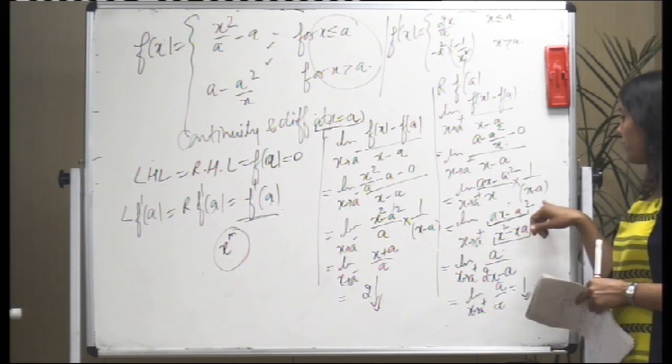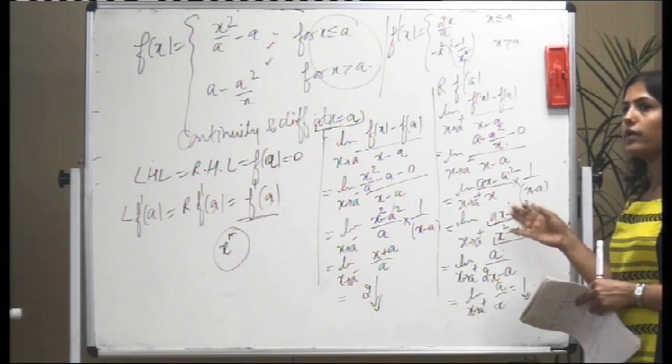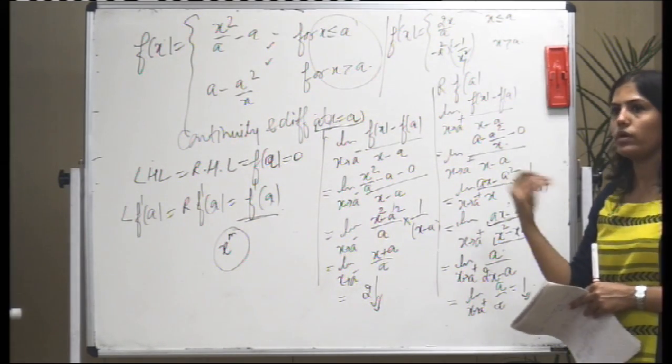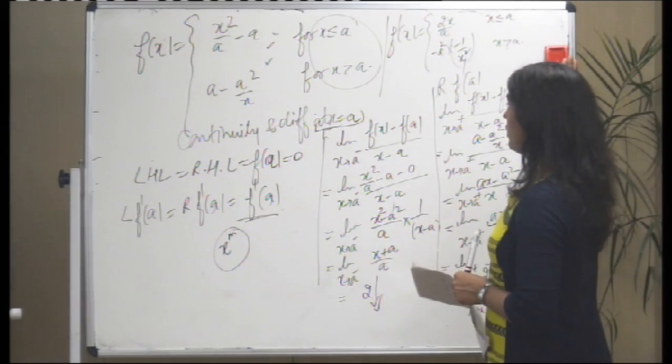So I hope you will take care in limits. If you get a 0 by 0 form, and in the formula also, if you forgot the formula, then you just apply 0 by 0 in that L'Hopital rule. Easily you will get your answer. I will rub the board.